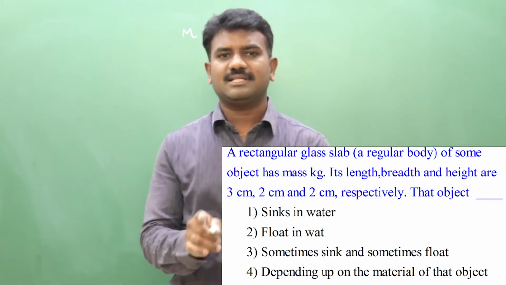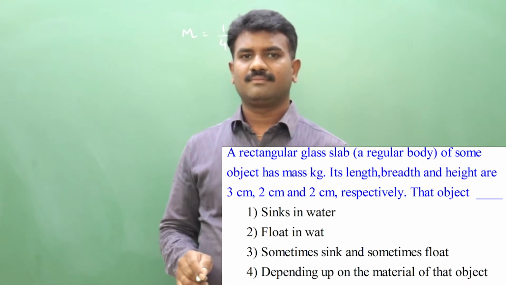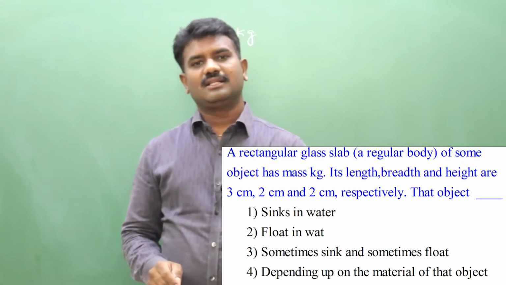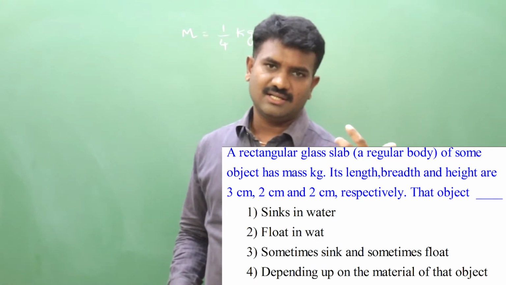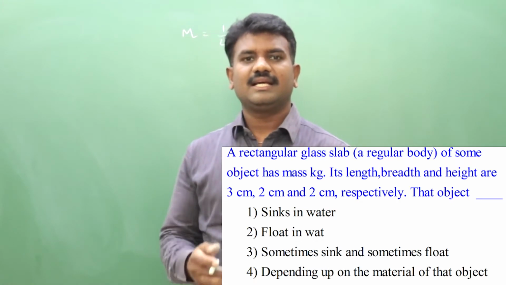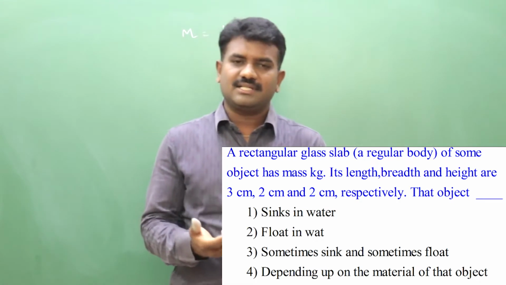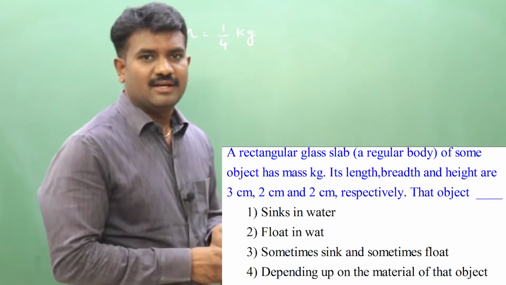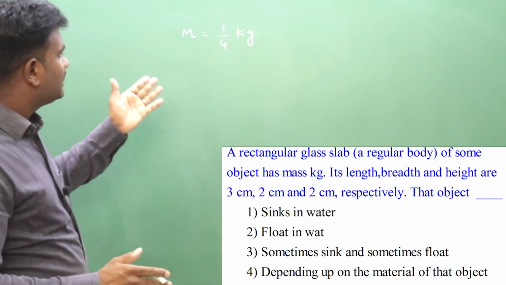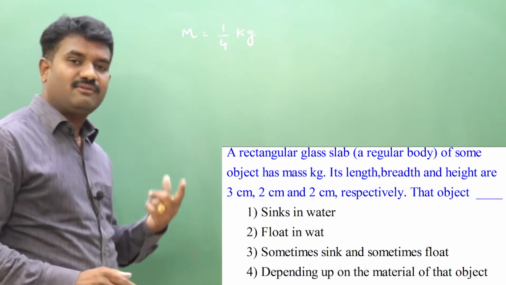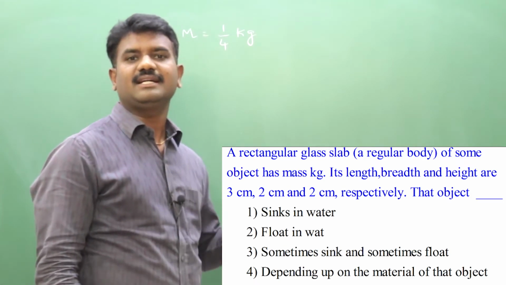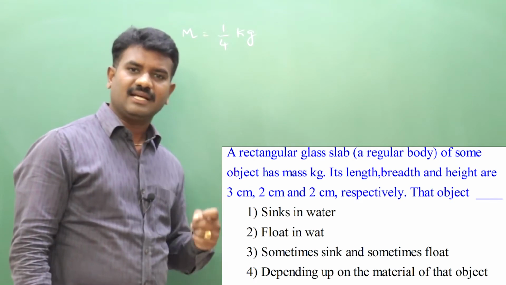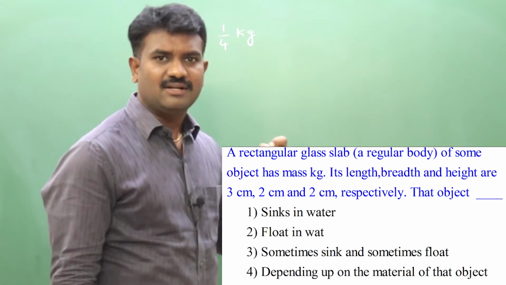So which object sinks in water? Yes, you are right. The object whose density is greater than water sinks, and if the density of the object is less than water, it floats. So to find whether this object sinks or floats in water, what do we have to find? Yes, we have to find its density, then we can identify whether it sinks or floats.